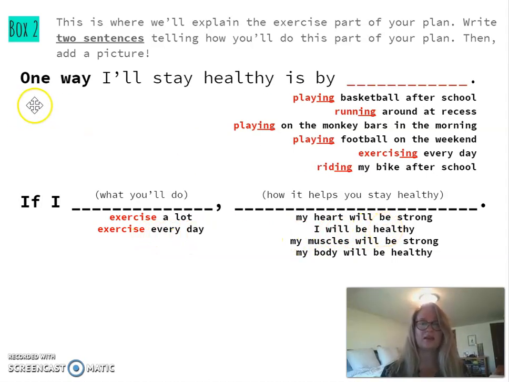We could say, one way I'll stay healthy is by exercising every day. If I exercise a lot, my body will be healthy. You can choose any activity and then match it with a way it will help you stay healthy. Go ahead and practice your 2 sentences out loud right now.